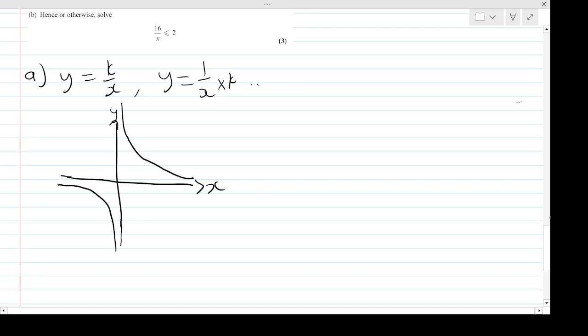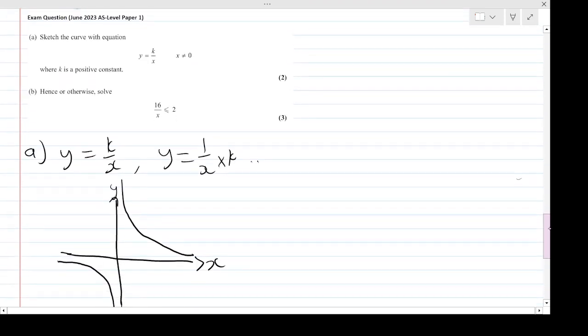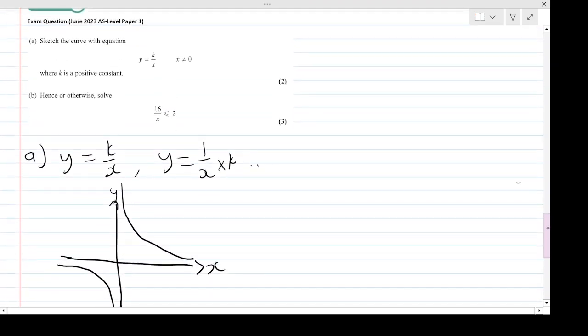Of course, that's our 1 over x. We can just call that y is k over x, okay? It doesn't really matter. But yeah, that's the shape of it then, k over x.